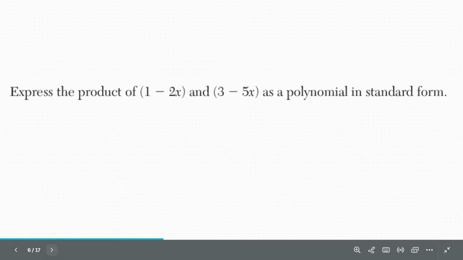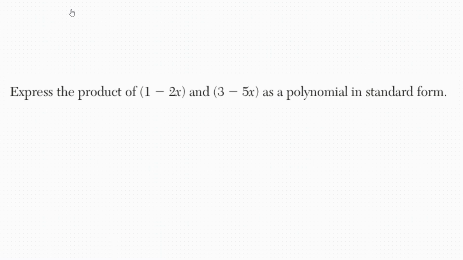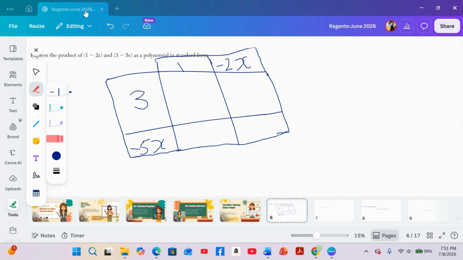In this tutorial, I'll be going through some more of those Regents questions, the graphing ones. And lucky for you guys, they have released the June exam questions. So I'm going to go through a few and we'll see how it goes. This first question says express the product of 1 minus 2x and 3 minus 5x as a polynomial in standard form. So I'll pause it for a minute while I drop a column and get the figures in.